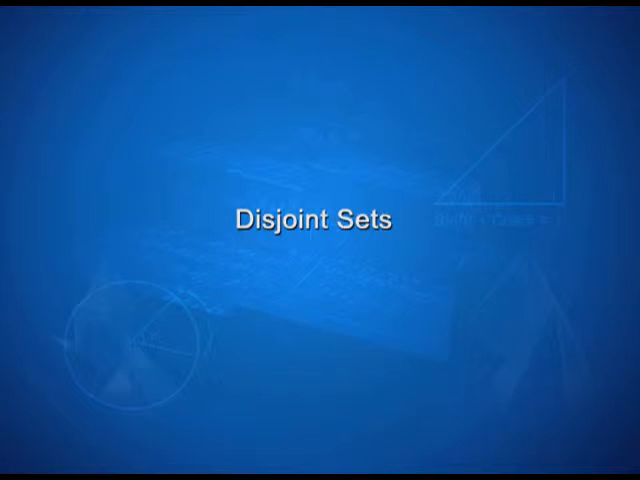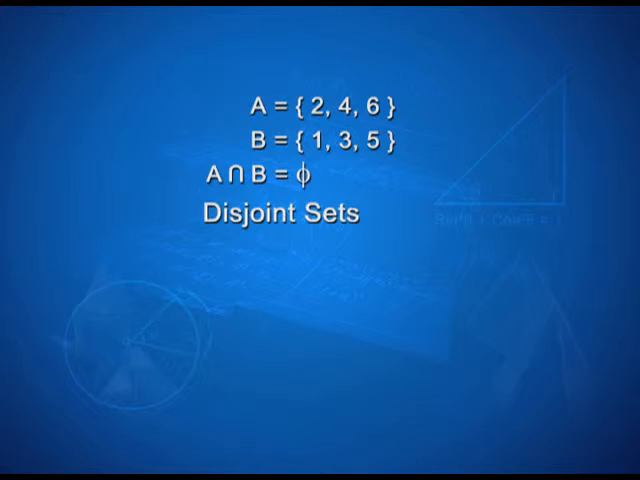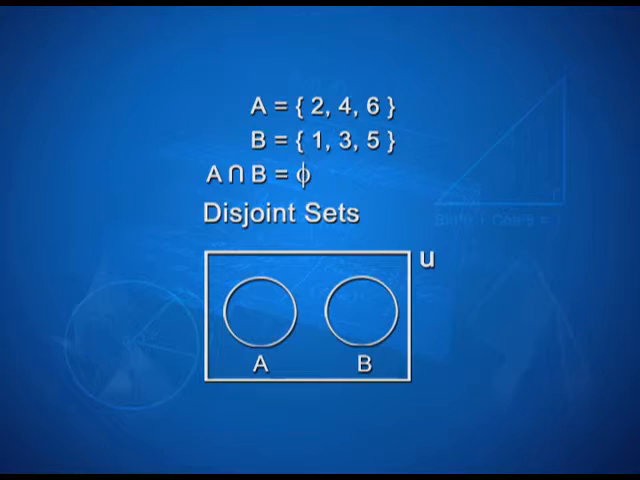Another important property of intersection of sets is for disjoint sets. But what are disjoint sets? Consider an example. Let set A be the set of elements consisting 2, 4, and 6, and set B contain the elements 1, 3, and 5. If I do the intersection of set A and B, we know that the intersection of these sets will be the set which has the common elements of both the sets. But here, we can observe that set A and set B do not have any common element. So, mathematically we can say that A intersection B is phi. Such sets in which the intersection of two sets comes out to be a null set are called disjoint sets. Diagrammatically, it can be represented like this.